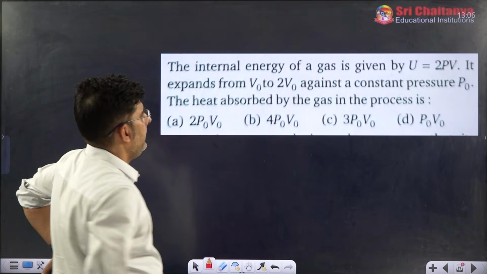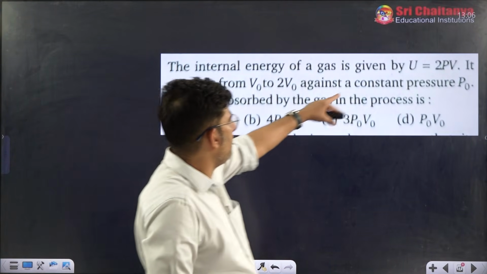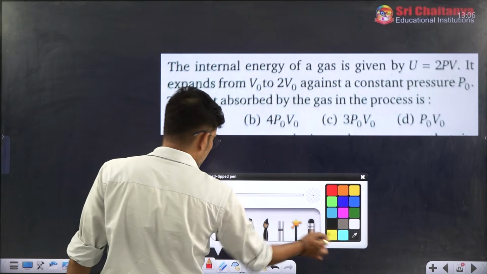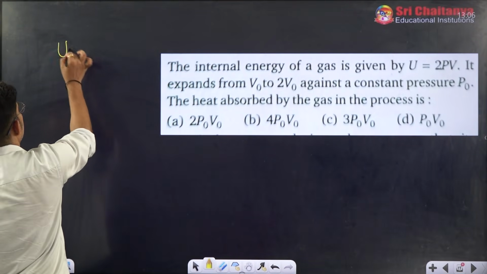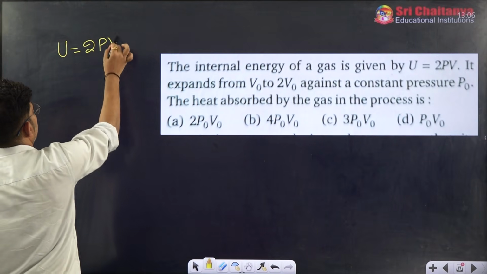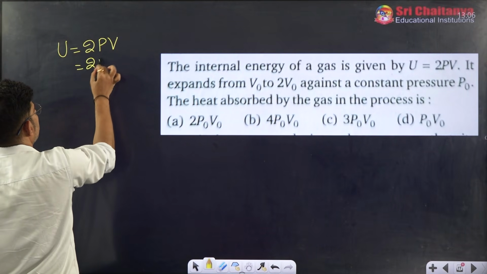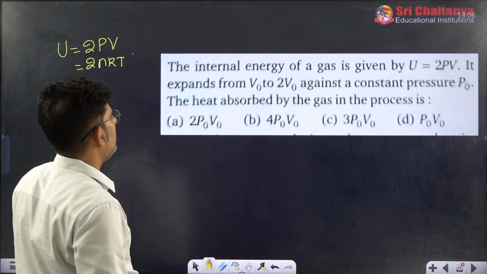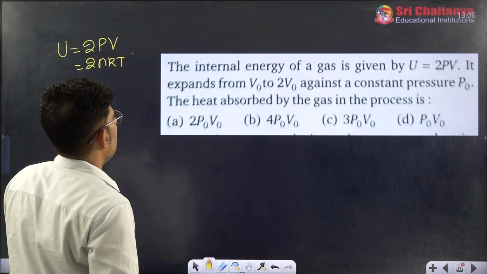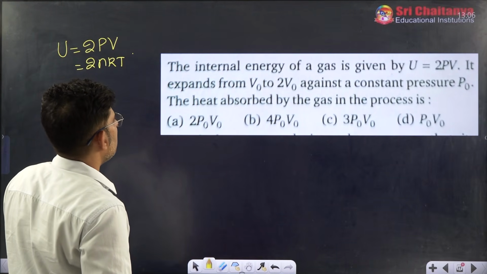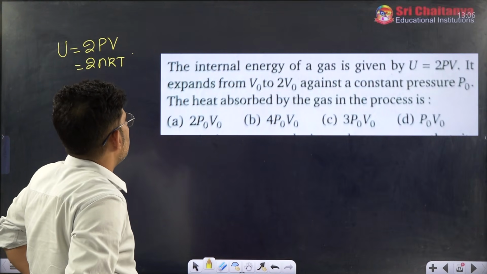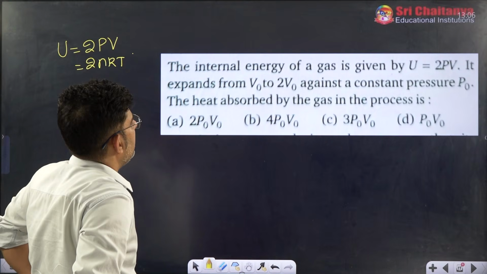Next question. Internal energy of the gas is given by U is equal to 2PV. Okay, internal energy they have given in terms of PV, but we know PV is equal to nRT. So you must read the lines and write the expression. So PV is nRT, so you have 2nRT. That's it. Then they are saying it expands from V0 to 2V0 against a constant pressure P naught.